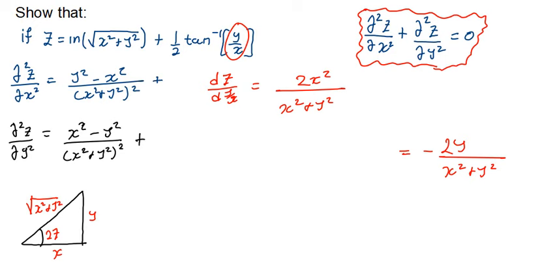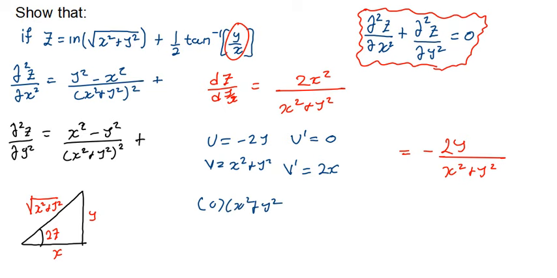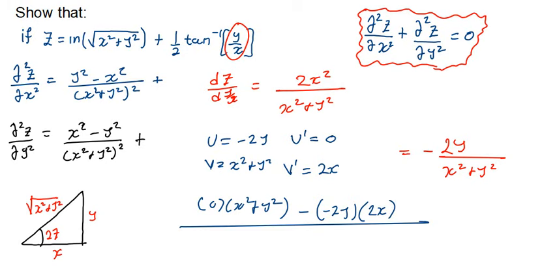But we have to find the second derivative of that, and I believe by now we observe that we are going to use the quotient rule. So your u is going to be equal to minus 2y. Your v is going to be the denominator, which is x squared plus y squared. So the u prime, remember, we are differentiating with respect to x, meaning this is a constant, and what I get is simply zero. Then my v prime, differentiating with respect to x, is going to give us 2x. So your u prime times v is zero times x squared plus y squared, minus your u, which is minus 2y, times v prime, which is 2x, divided by my v squared, which is x squared plus y squared.